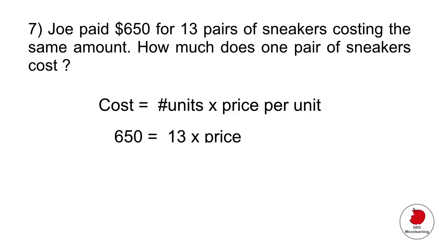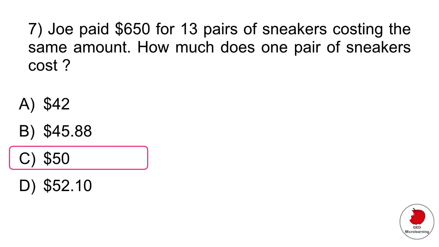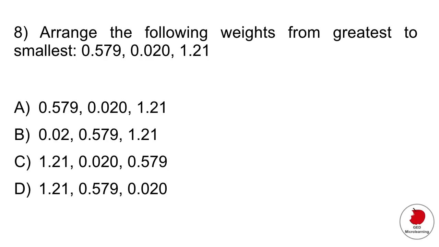In order to isolate the price on the right side, you divide by 13 on both sides like this, and that gives you that each sneaker costs $50. And then of course, just to double check your work, if you multiply $50 by 13 pairs of sneakers, that would give you 650.